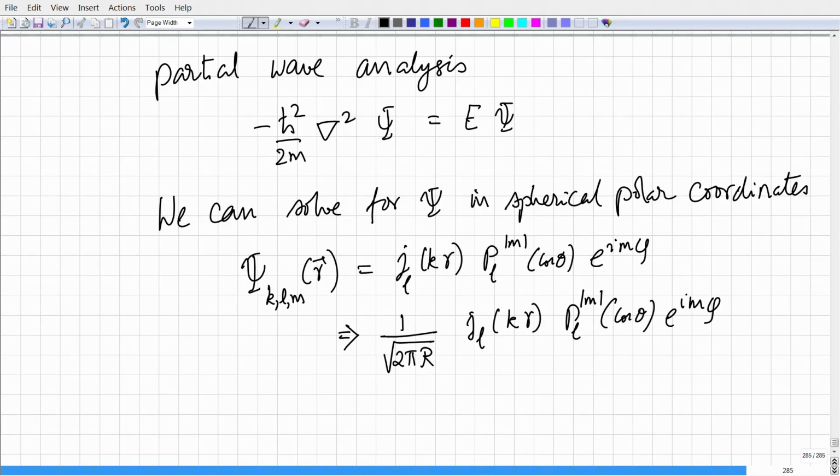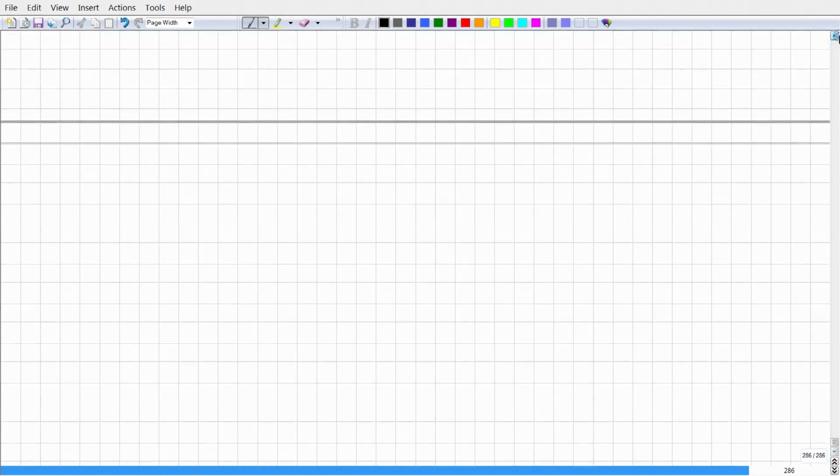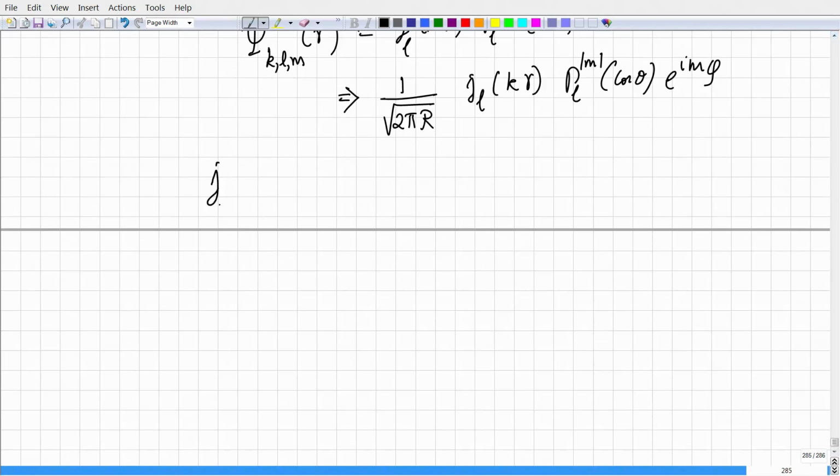Now, j_L(kr) has the following asymptotic form, far away from the impurity site. First, let me show you the asymptotic form of j_L(kr) in the absence of any impurity. j_L(kr) behaves like 1 upon kr times sine of kr minus L pi by 2. So, this is the asymptotic form of the spherical Bessel function.